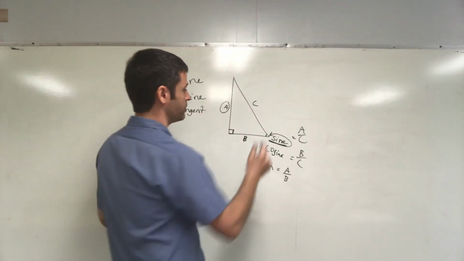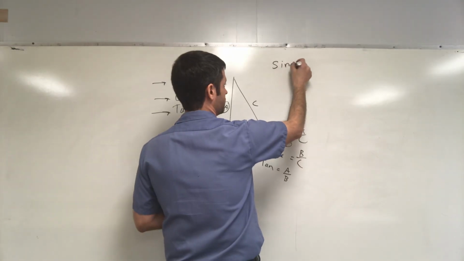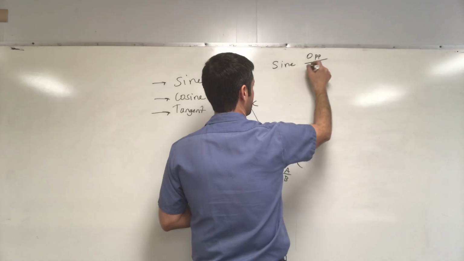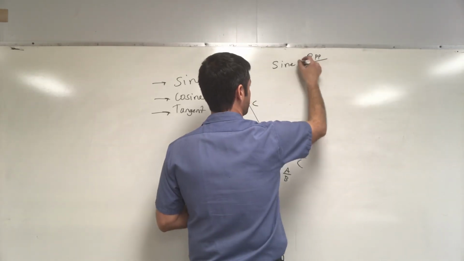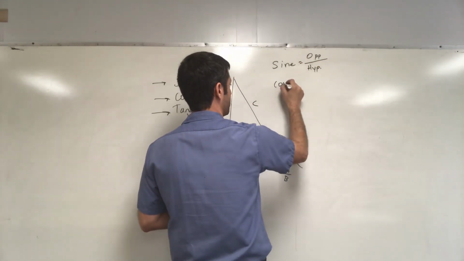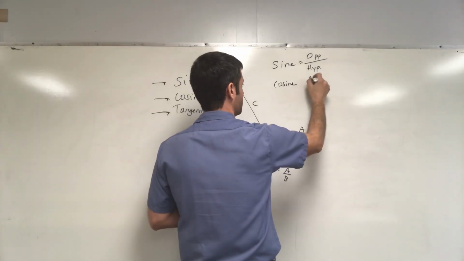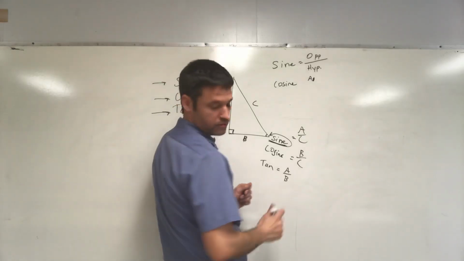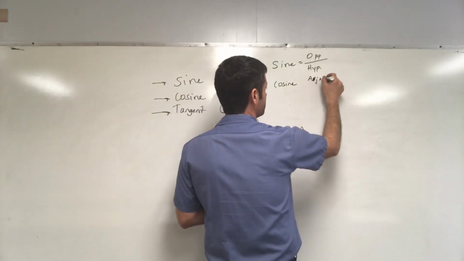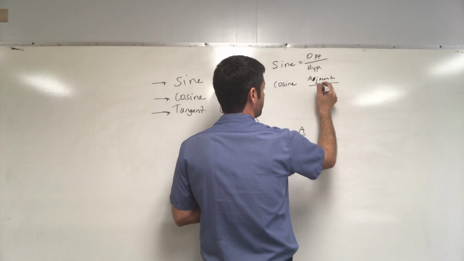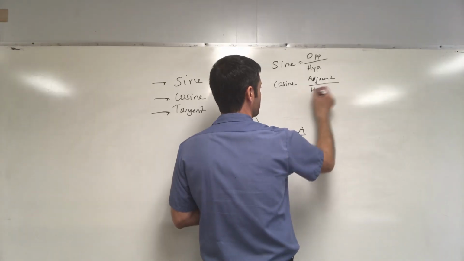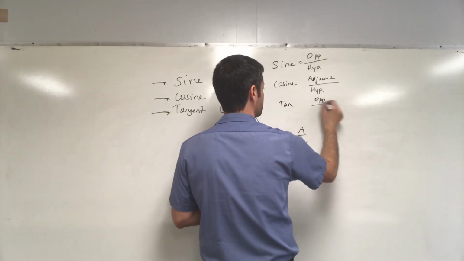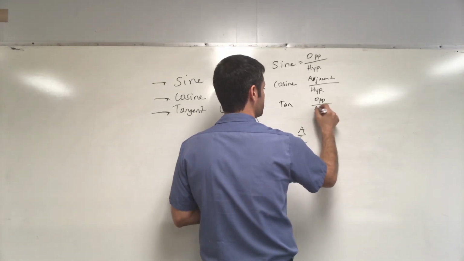I'm going to write them up here. So the sine is opposite over hypotenuse. The cosine is adjacent. How do you spell adjacent? Adjacent over hypotenuse. And the tangent is opposite over adjacent.